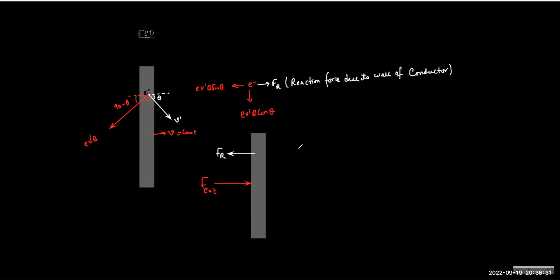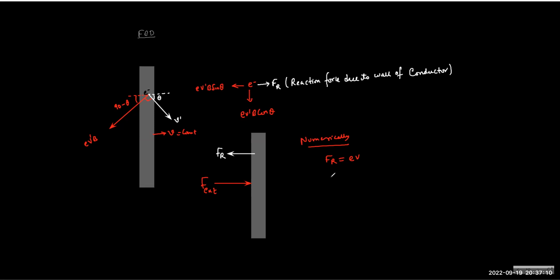So numerically, Fr is equal to eV'B sin theta. That is the force on one electron, right? So this is the reaction force due to the wall of the conductor, the reaction force due to one electron on the rod. So a single electron is capable of creating this much force on the rod.